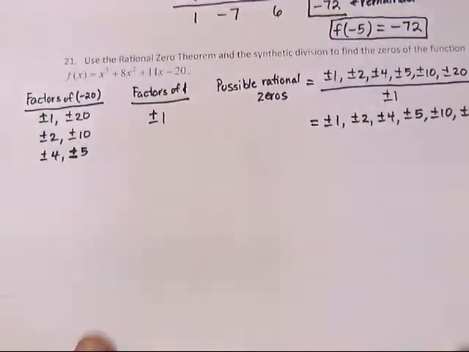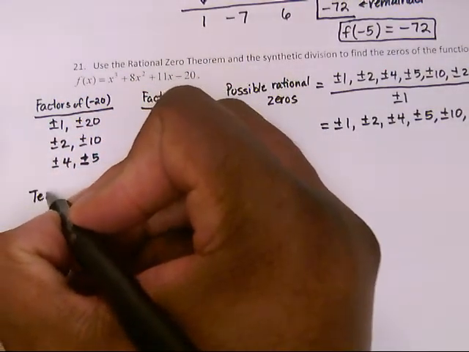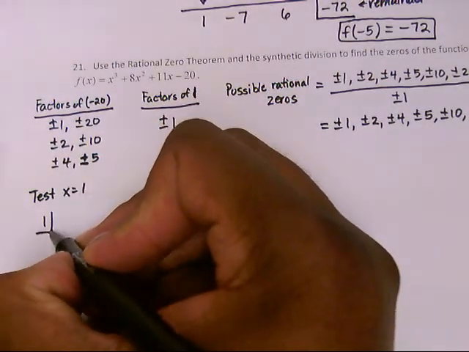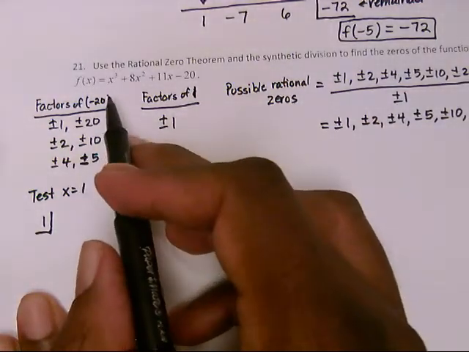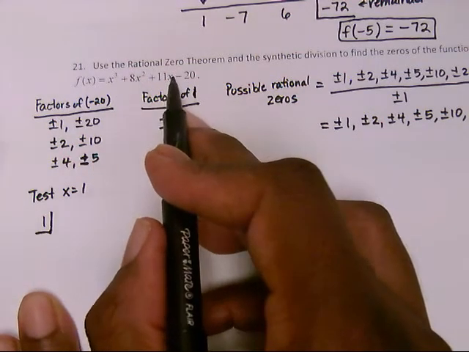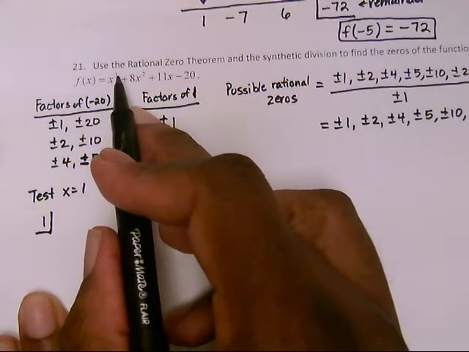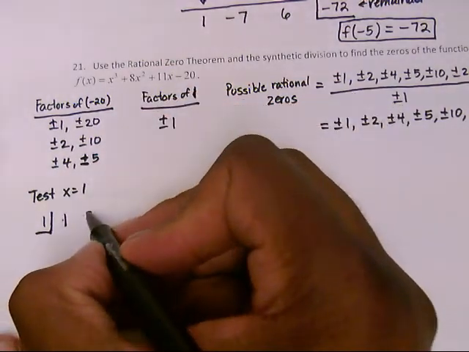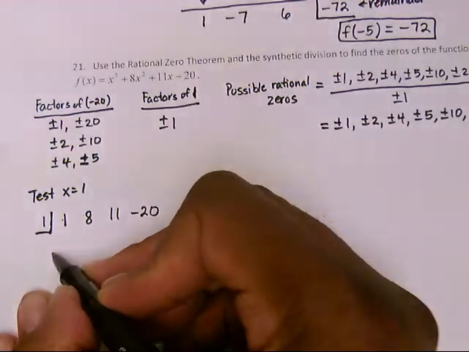So let's start off by testing x is equal to 1. So my divisor will be the 1 in the synthetic division. In f of x, there are no missing terms. I have x cubed, x squared, x, and a constant. So we write the numerical coefficients for them. For x cubed, the coefficient is 1. For x squared, it's 8. For the x, it's 11. The constant is a negative 20.